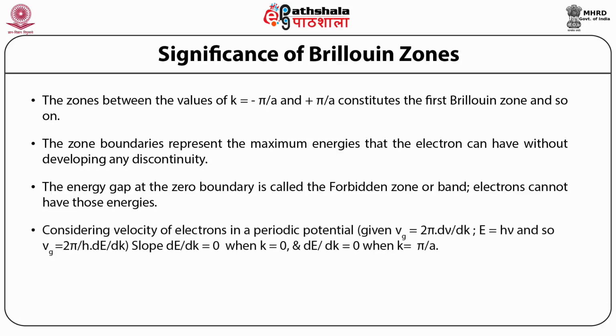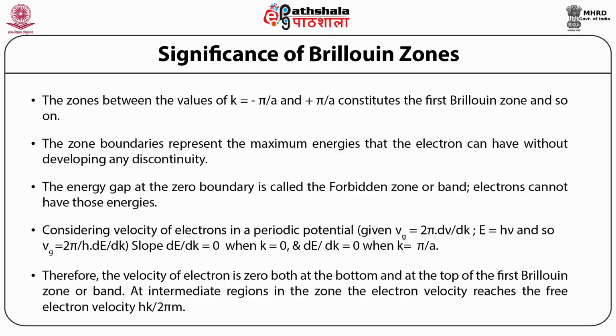Number 4, considering velocity of electrons in a periodic potential, given Vg equal to 2 pi d nu by dk and E equal to h nu, so Vg is equal to 2 pi by h into dE by dk. Slope dE by dk is equal to 0 when k is equal to 0, and dE by dk is equal to 0 when k is equal to pi by a. Therefore, the velocity of electron is 0 both at the bottom and at the top of the first Brillouin zone or band. At intermediate regions in the zone, the electron velocity reaches the free electron velocity hk upon 2 pi m.